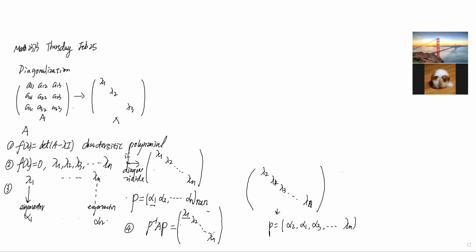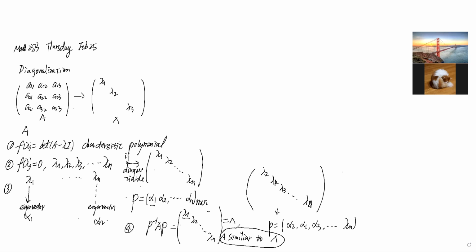Okay, I think this part is important because a lot of students asked me this question before. This part is very important, and there is a name for it. We say A is similar to this gamma, if we write this as capital gamma.